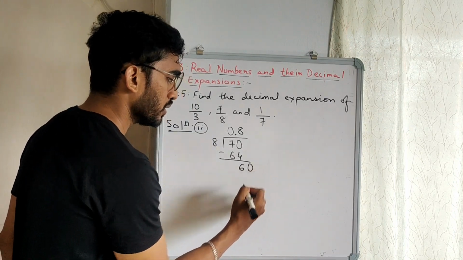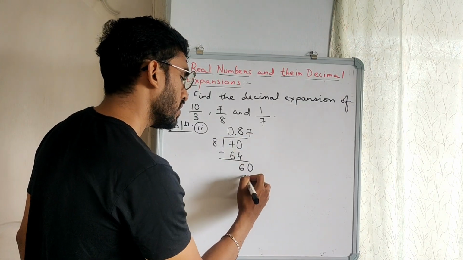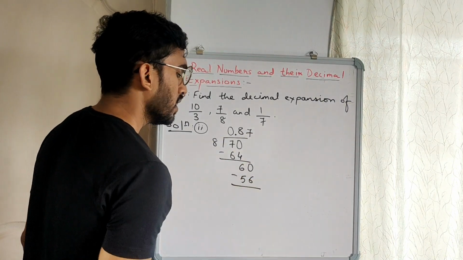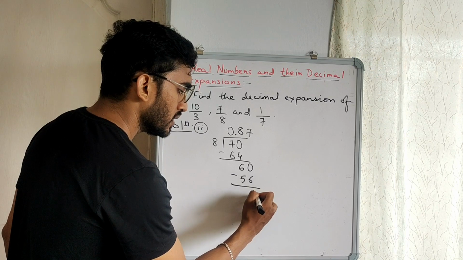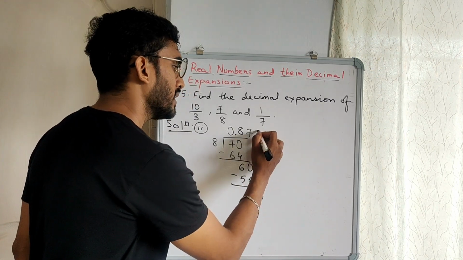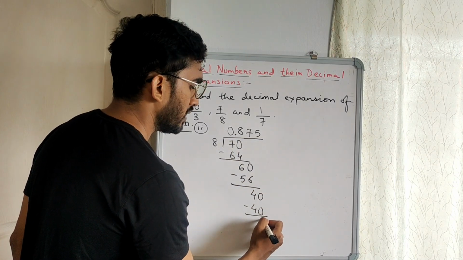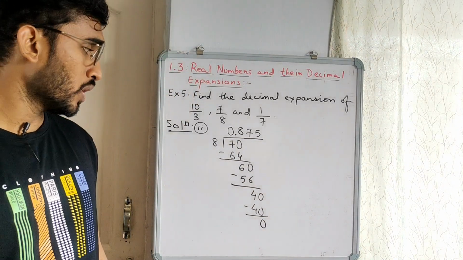I will put a 0 here. It will become 60, and 8 7s are 56. The remainder I will get here is 4. I will put again one more 0. It will become 40, and 8 5s are 40, and 40 minus 40 will give us remainder 0.